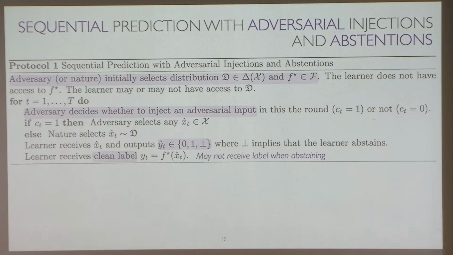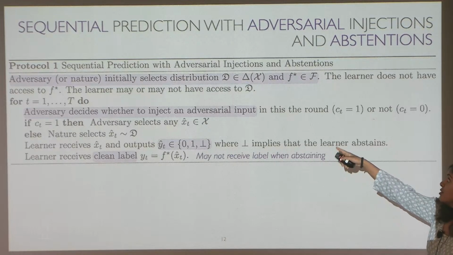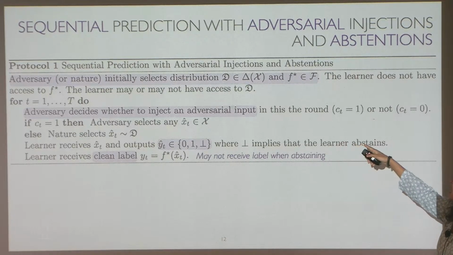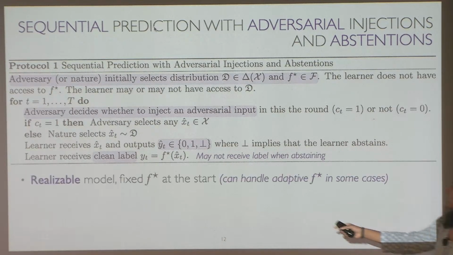So don't read this. It's just trying to write the sequential model. Just know that the adversary can choose that initial distribution if the adversary wants, and the function that is actually labeling the model. And then the adversary decides at each round whether to inject an adversarial input or not. And you always receive a clean label. That's important. You may not always receive the label, but it's going to be clean when you get it.